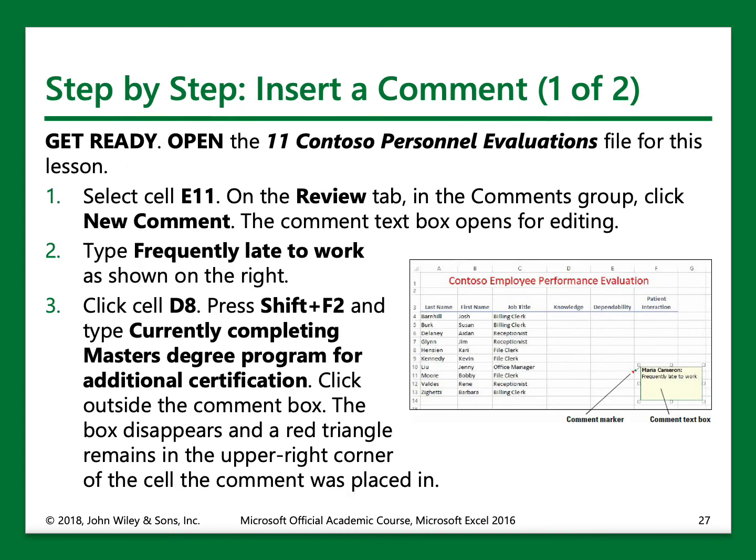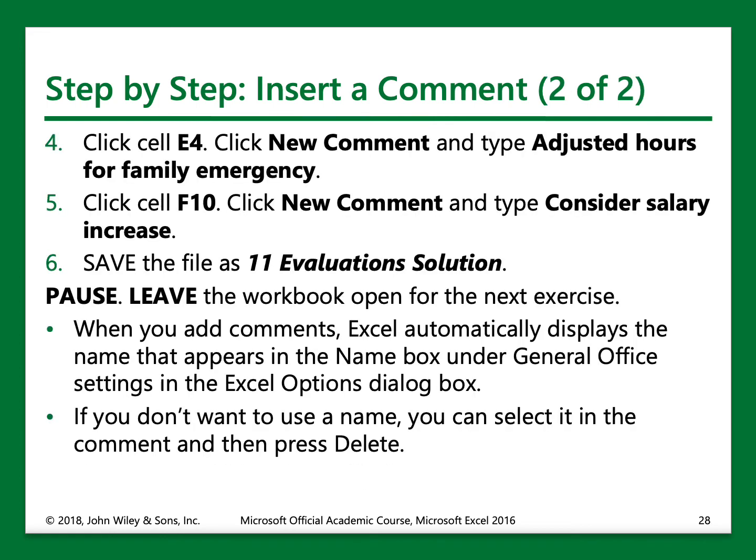So, if you wanted to insert a comment, open the Contoso Personnel Evaluations file, go to cell E11, then move to cell D8, hit Shift and F2, and type: currently completing master's degree program for additional certification. Then click outside the box and the box disappears. But the red triangle is in the upper right corner of the cell. So you'll see when you go back to that cell, you can see the comment, but it's clear that there is a comment in there based on the red triangle.